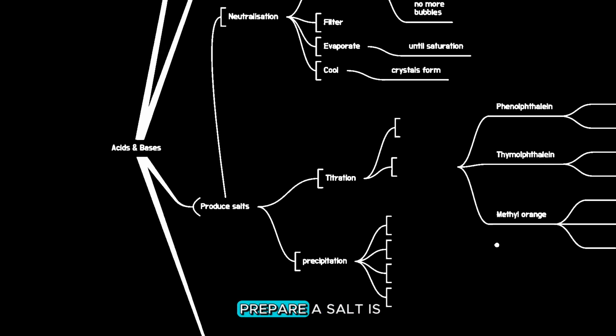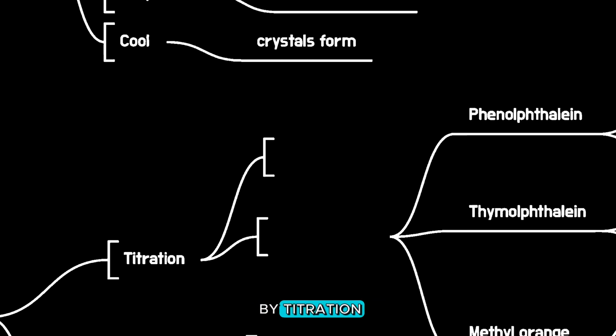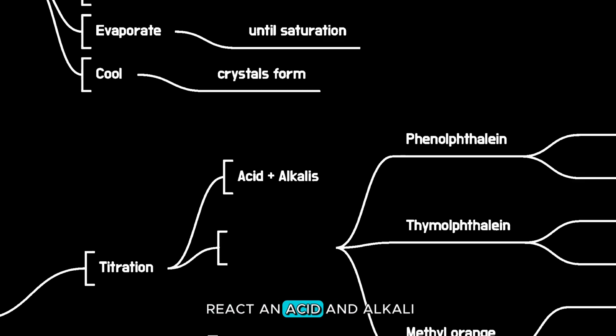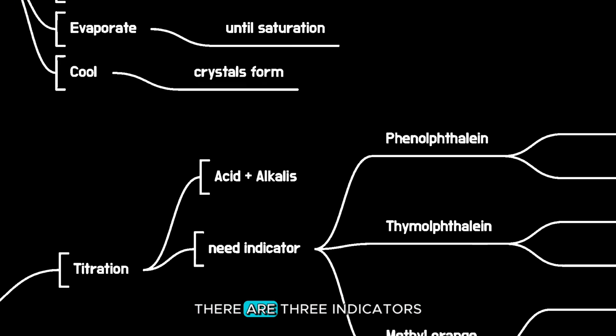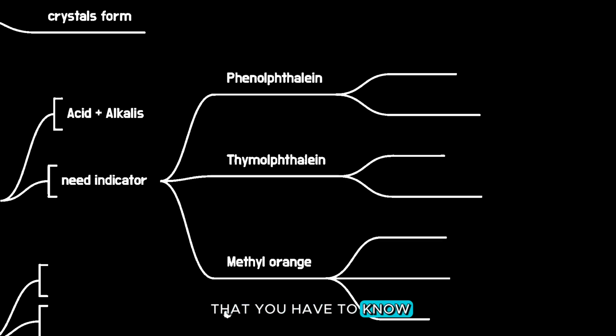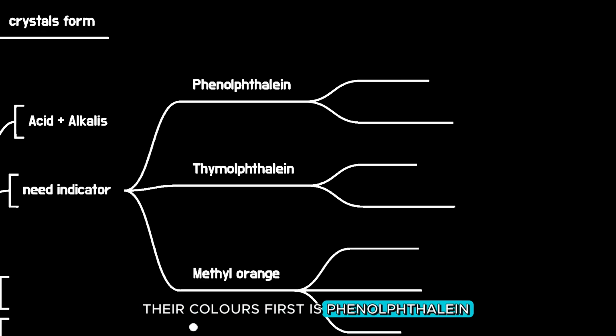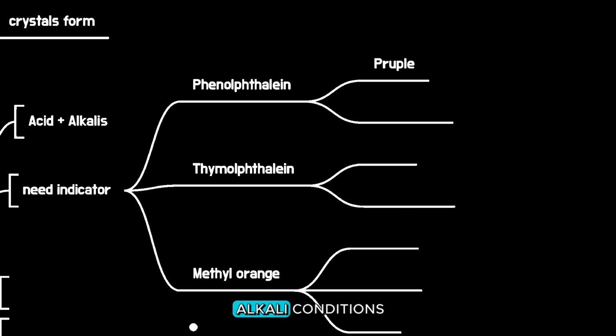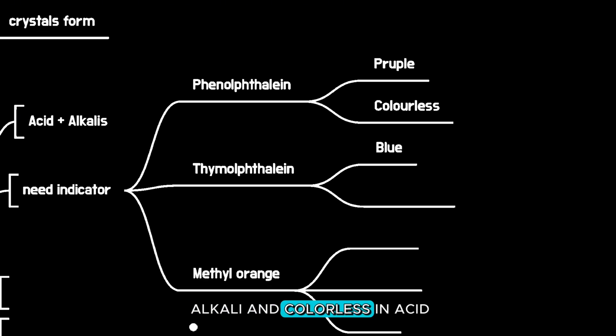The second way to prepare a salt is by titration. This is when you react an acid and alkali, and it usually requires indicators. There are three indicators that you have to know their colors. First is phenolphthalein, which is purple in alkali conditions and it's colorless in acids. Thymolphthalein is blue in alkali and colorless in acid.